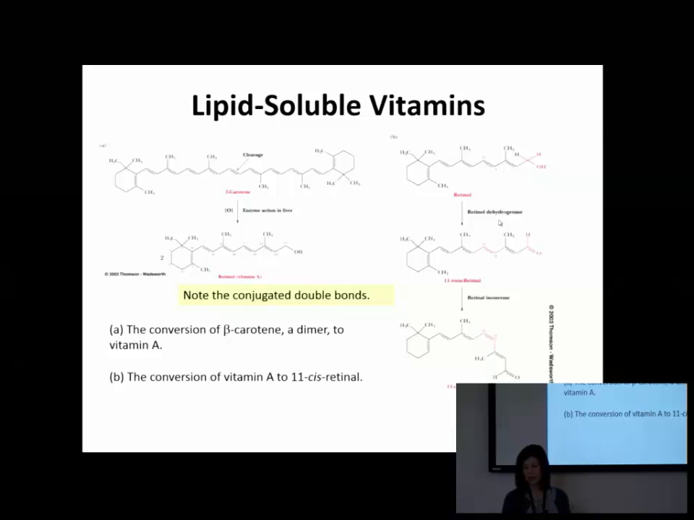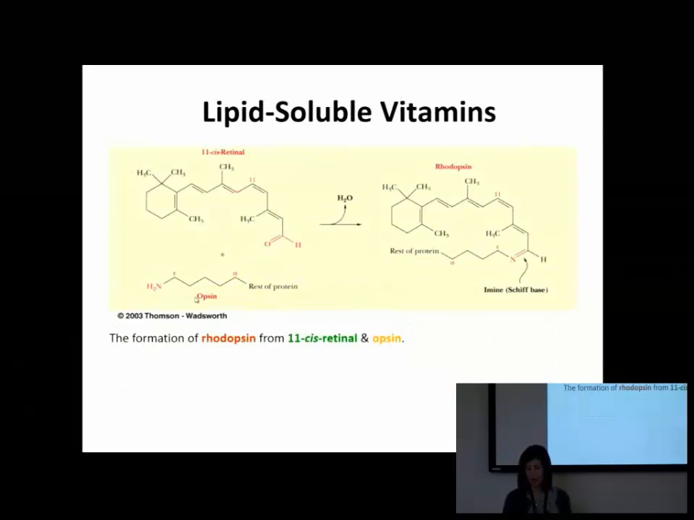It's all trans. Remember, we said that the trans won't bind to our opsin. So we have to have an isomerase that makes this one bond here a cis bond. Now that this is a cis bond, it can bind to our opsin. Our opsin is a protein on our rod cells, and here is a nitrogen, the nitrogen on that lysine residue, and we're going to form a Schiff base, for you organic chemists. I'm not going to ask that. Schiff base here on this. So here we still have that cis.